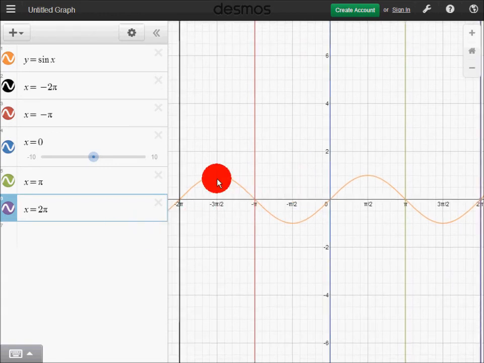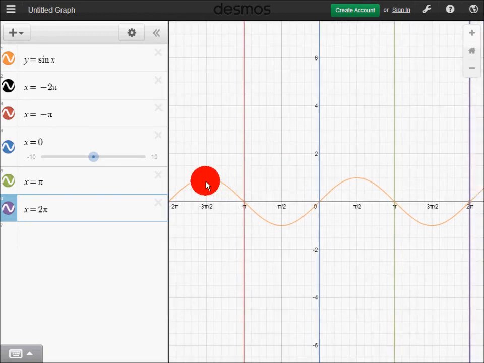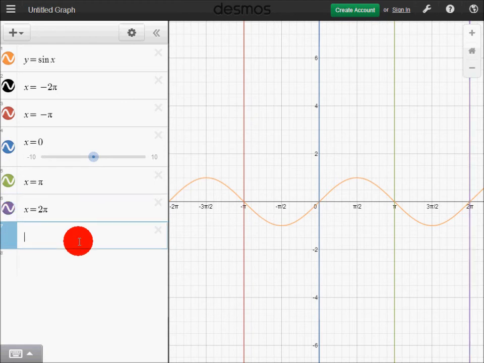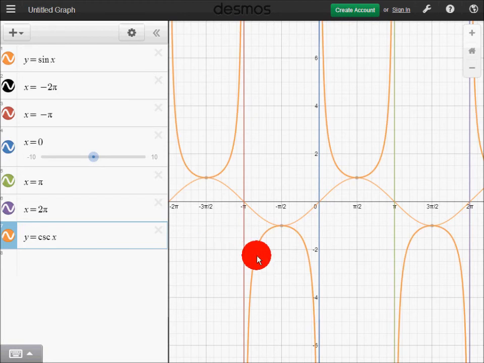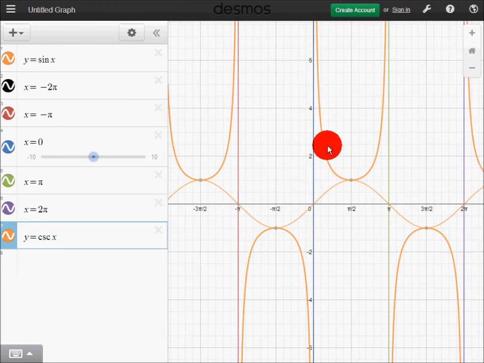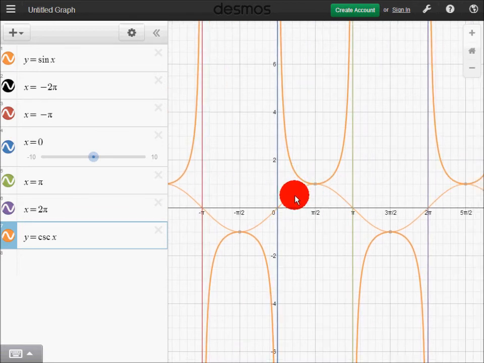So just like secant, wherever sine is positive, cosecant is going to be positive. You're going to see a U there. Wherever sine is negative, between negative pi and 0, you're going to have an upside down U there. So sine's maximum is at 1. So wherever sine is 1, cosecant is going to be 1 as well because they're reciprocals. Wherever sine is negative 1, cosecant is also going to be negative 1. So let's put in cosecant of x. And now you can see this graph in orange. The upside down U where it's negative, the right side up U where sine is positive.